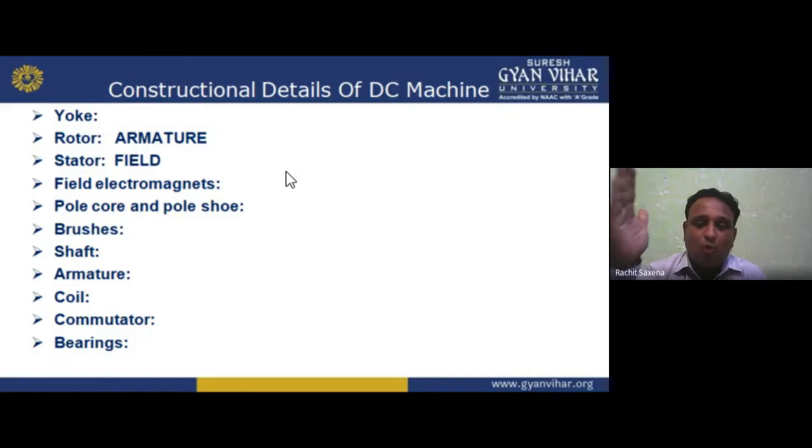We have field core, field winding, and pole shoe, that is, field pole core, field pole winding, and field pole shoe. Understand? This is the stator part, stationary part. Next, we have the armature. Now, first of all, armature is the rotating part. So I need some part which basically helps to rotate.